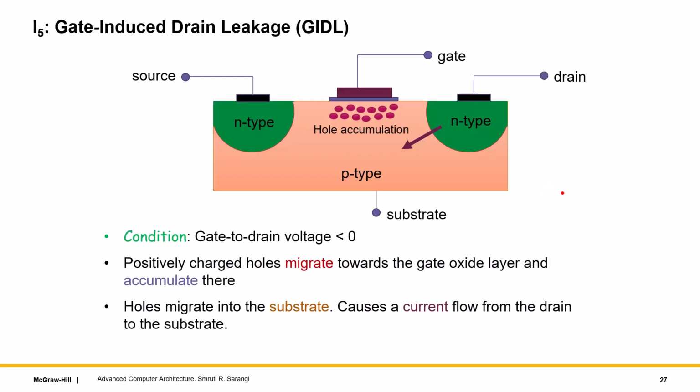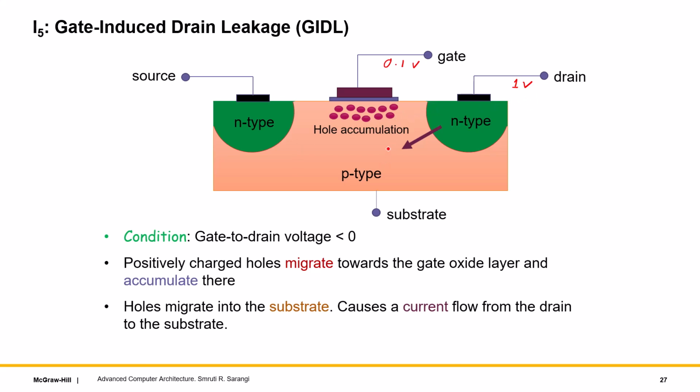Let's come to Giddle. We have talked about Giddle earlier. So this again is the diagram of an NMOS transistor, where as you can see holes and electrons are accumulating. So the condition is that if the gate to drain voltage is less than 0, which means let's say the gate voltage is 0.1 volts, and the drain voltage is let's say 1 volt. So the gate to drain voltage over here is less than 0, which means the drain is positive.